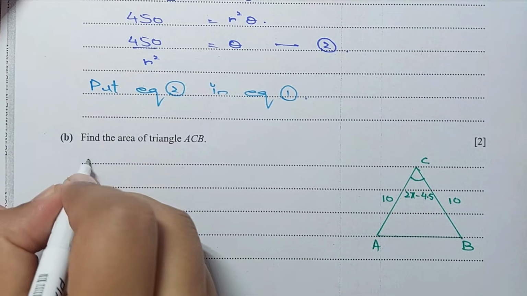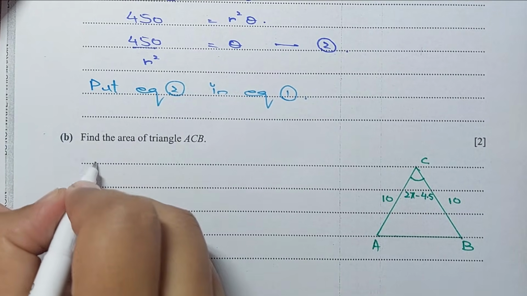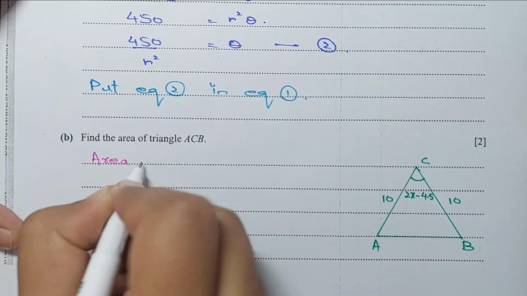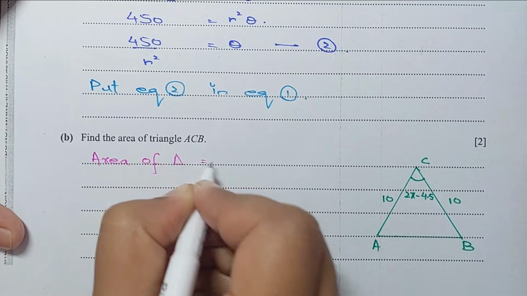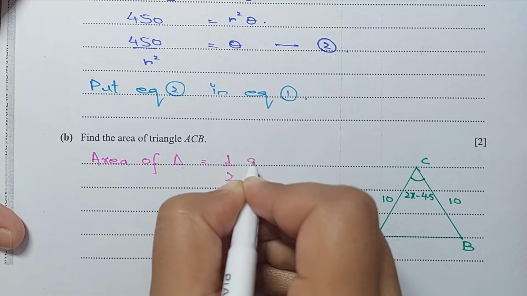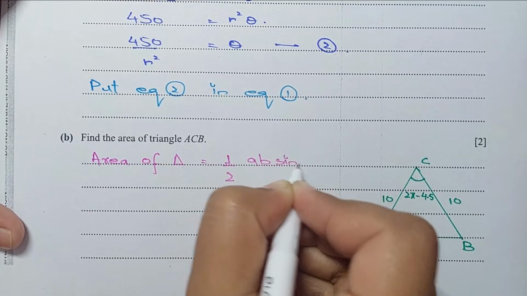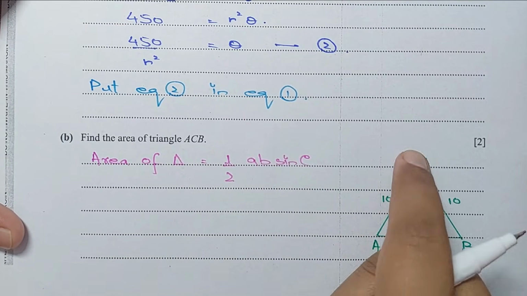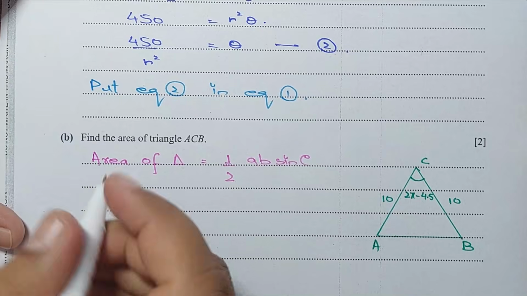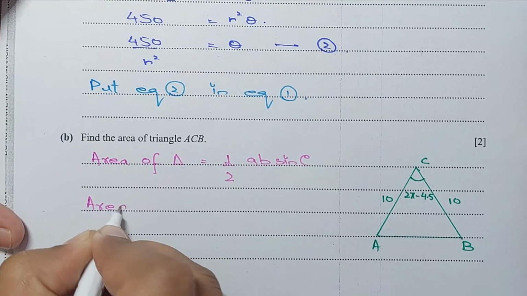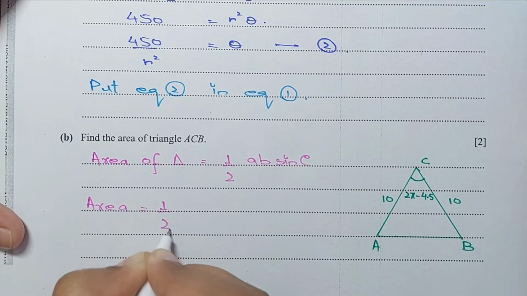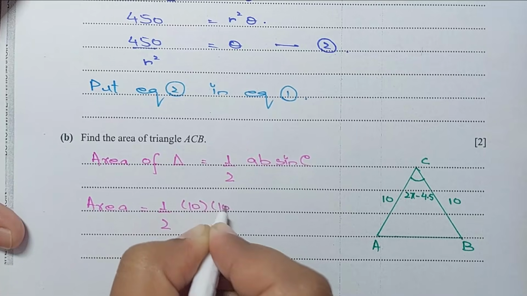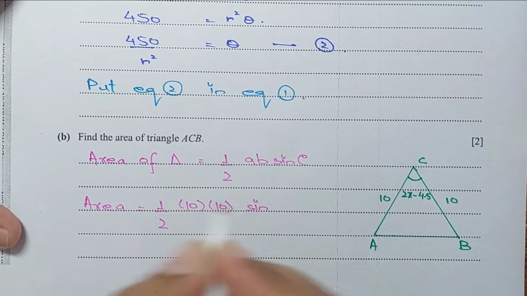Okay. So area of a triangle has a formula. Area of triangle is half ab sine C. This formula I'm going to use. This is length a, this is length b, and this is the angle between them. So we can say area is half, the two sides are 10 into 10, and sine of the angle between the two sides.